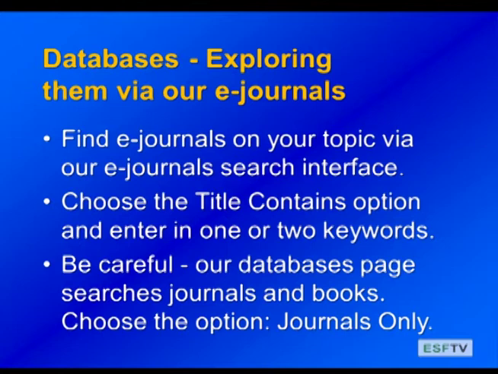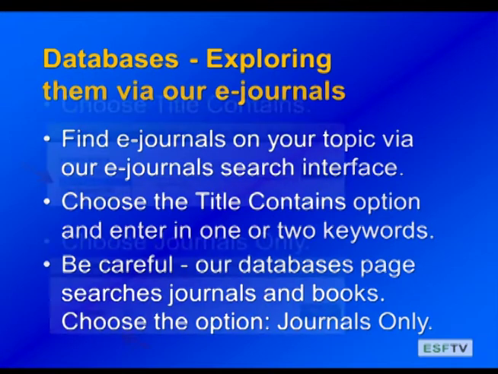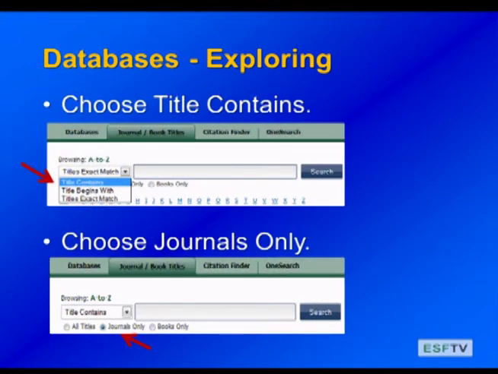And the best way that I've found to do this is to do a title contained search and put in 1 or 2 keywords. And this will bring you back a list of items that we have that have those keywords in them. So they could be books or journals. So if I'm just looking for journals, I'm going to want to limit to just journals. And here's a nice screen capture to show you that.